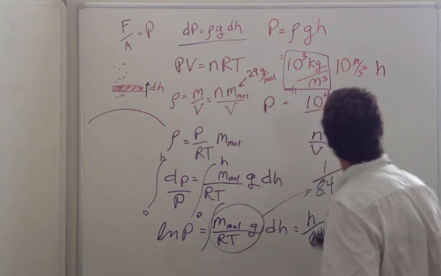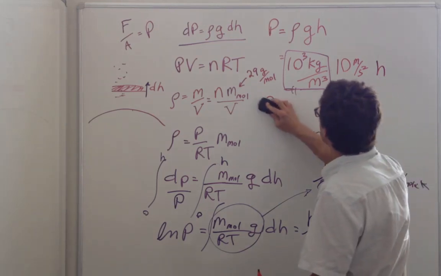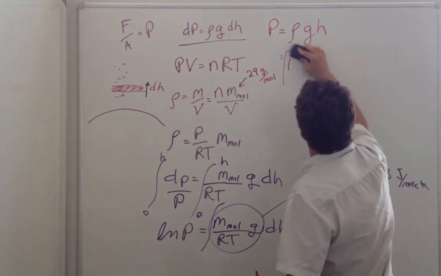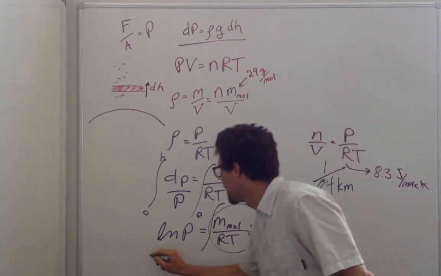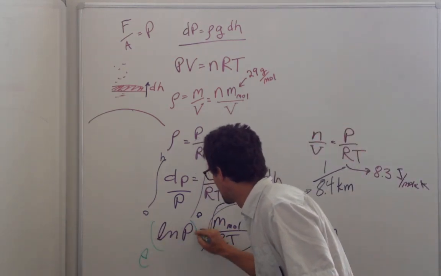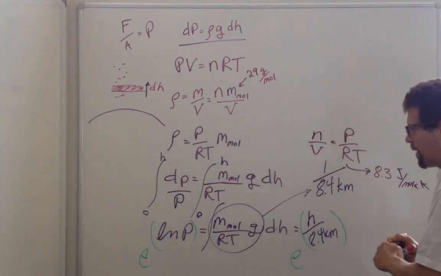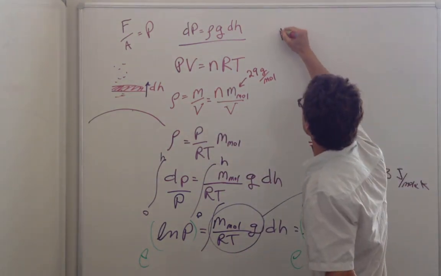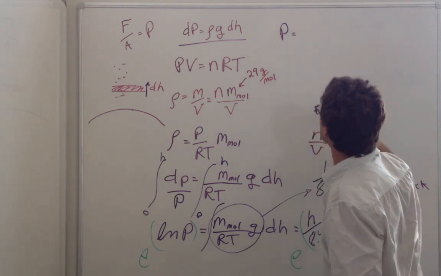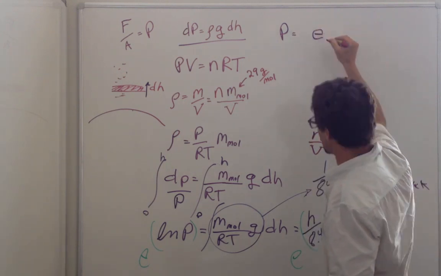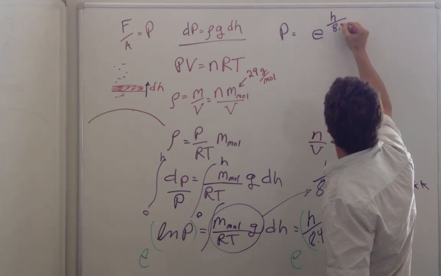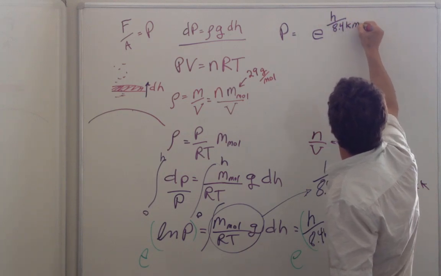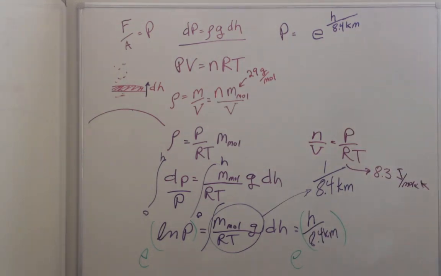Let me get some room up here. This again was water, which has a constant density. And that's not what we're doing. In order to solve for P, I need to raise e to this value. And now I can write pressure as a function of height is equal to e to the H over 8.4 kilometers.